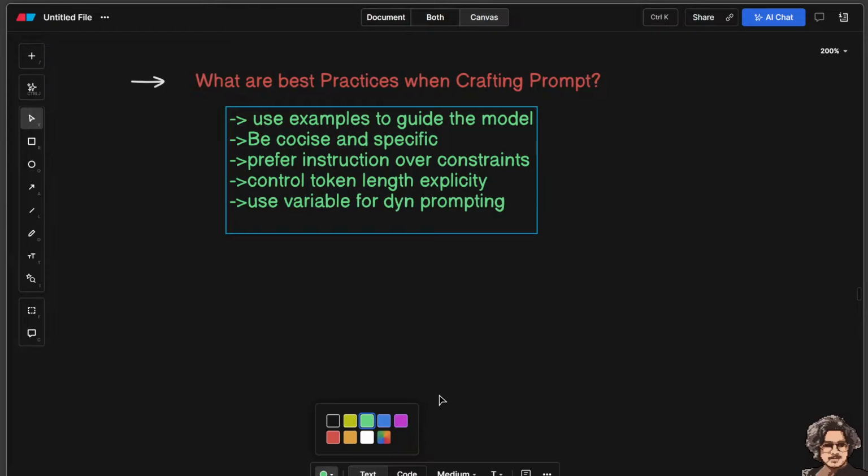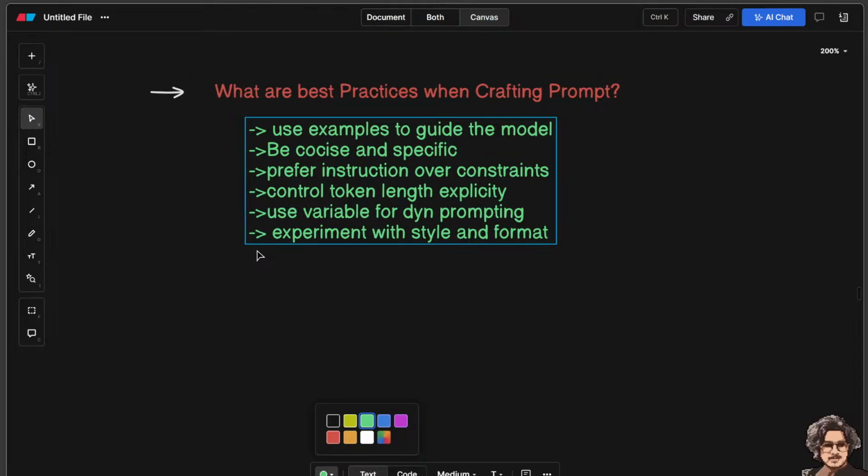And experiment with writing style and format. These are the key practices before crafting any prompt: use examples to guide the model, be concise and specific, prefer instruction over constraint, control the length explicitly, use variables for dynamic prompting, and experiment with writing style and format.